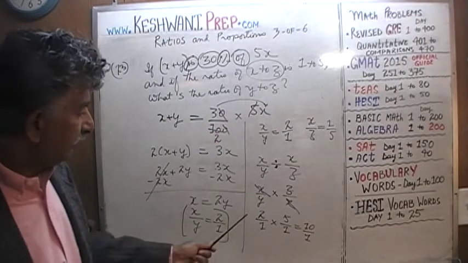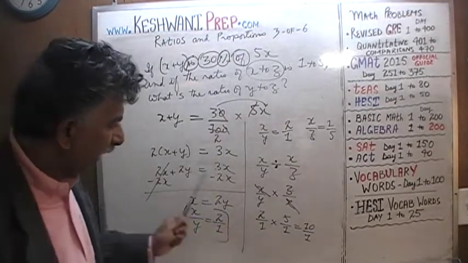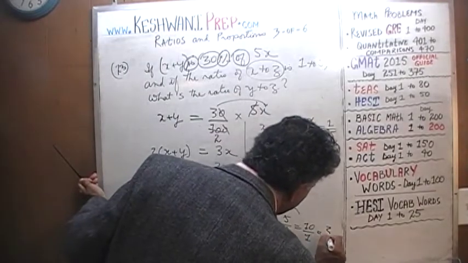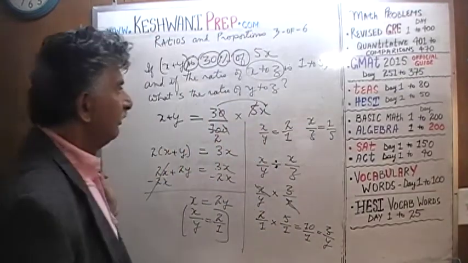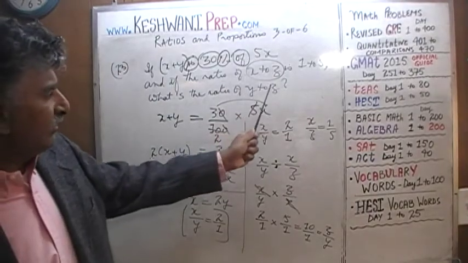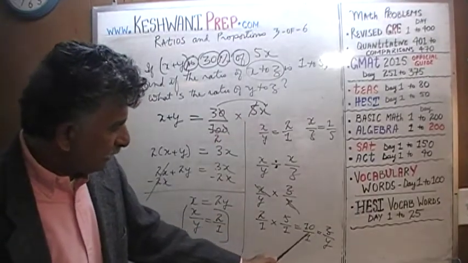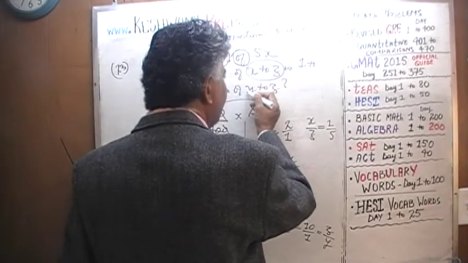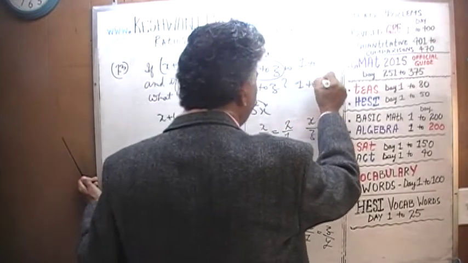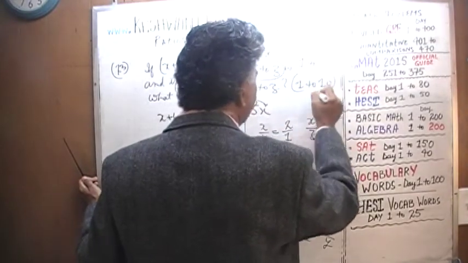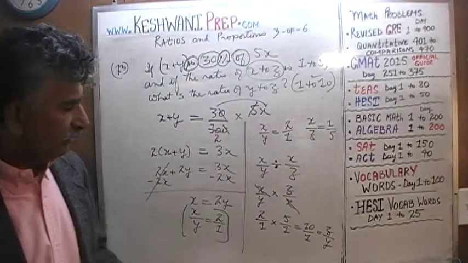10 to 1 represents, this is where you have to pay attention, z over y. We're not interested in z over y. The question is, what is the ratio of y to z? Ratio of z to y is 10 to 1. So ratio of y to z is going to be 1 to 10. 1 to 10. That's our answer. That's our final answer. Answer is 1 to 10.